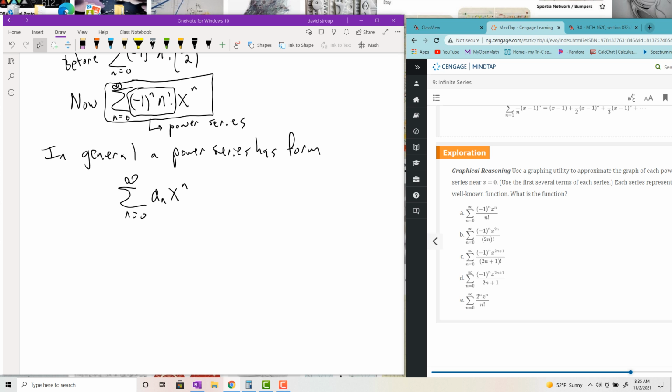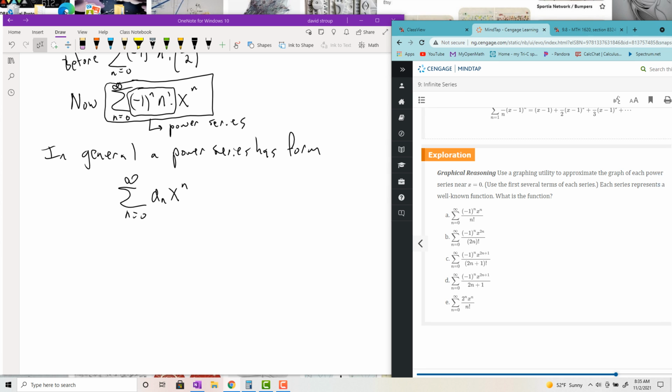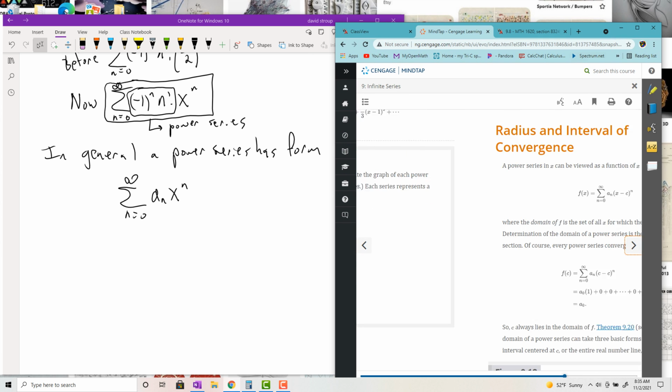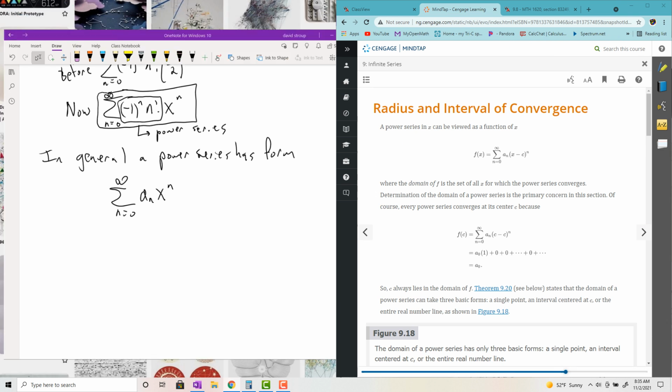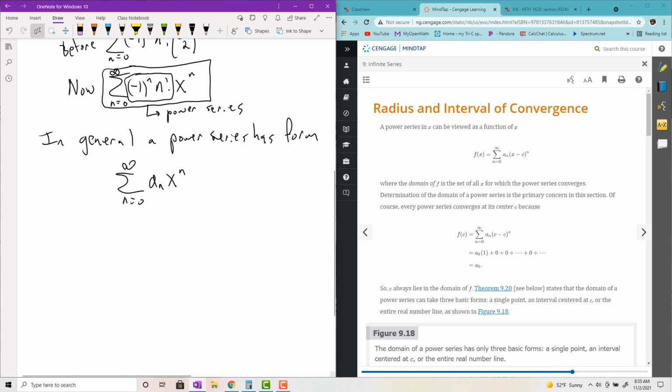And again, we're interested in basically for what values of x is this thing useful? For what values of x does this thing actually converge? And that becomes the idea of this radius and interval of convergence. So section 2, the radius we'll look at first, and then the interval of convergence.